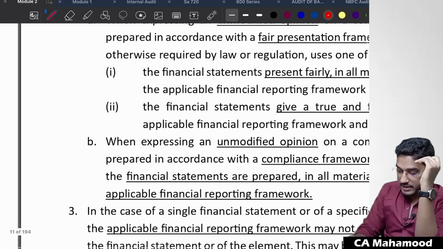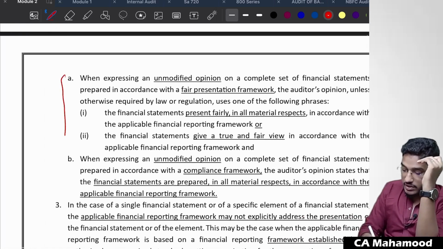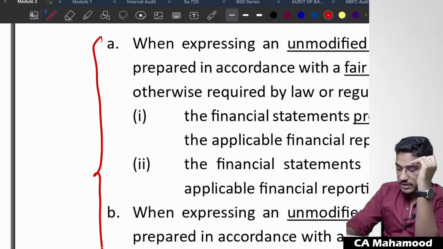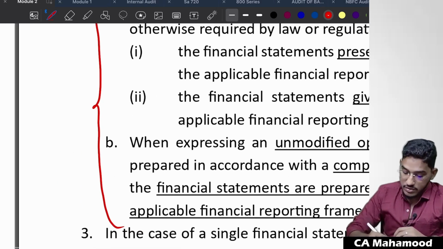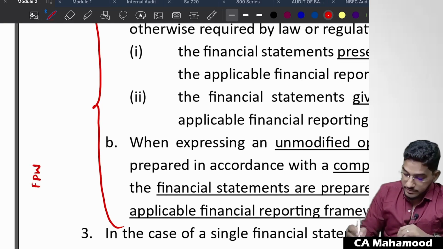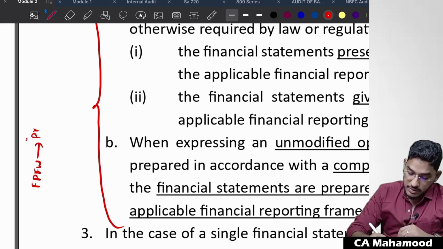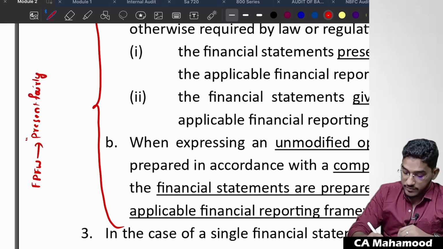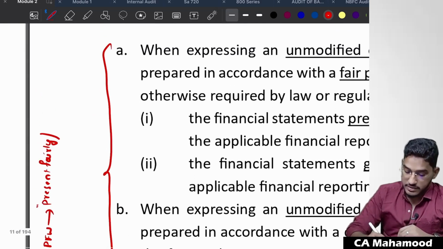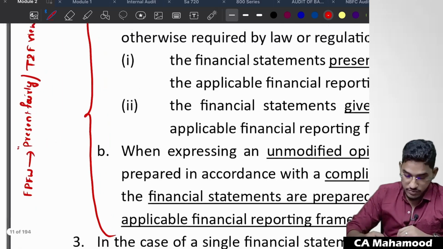Second point, this entire second point talks about the wording of the opinion paragraph. If the financial statements are prepared as per a fair presentation framework, you will use the phrase present fairly in all material respects, or you will use the phrase the financial statements give a true and fair view. Any of these phrases you can use.